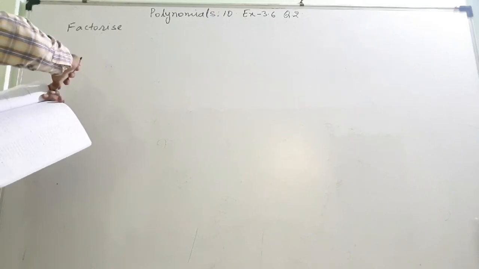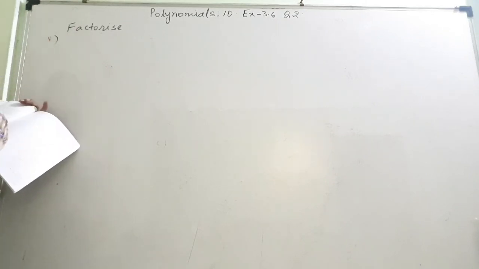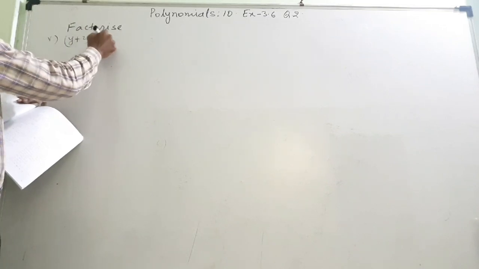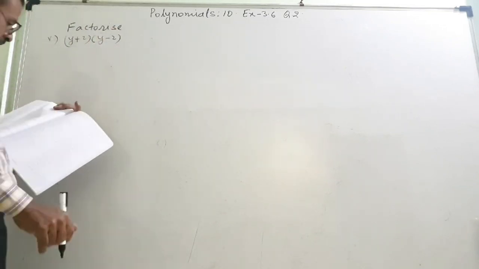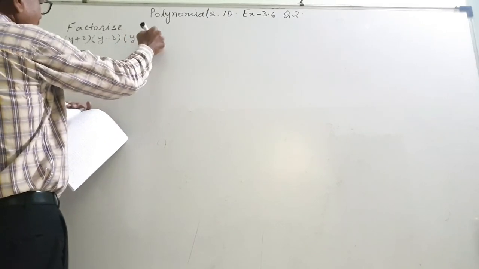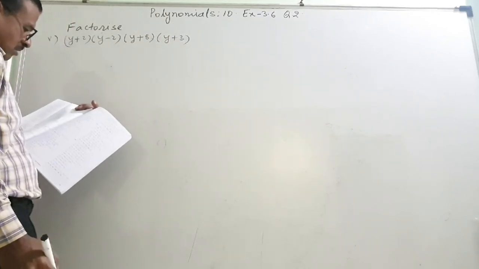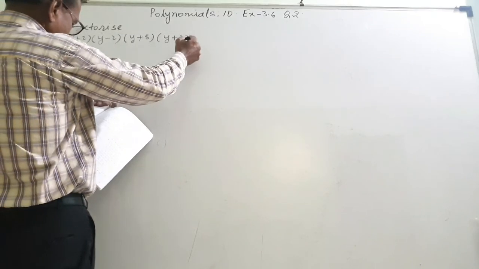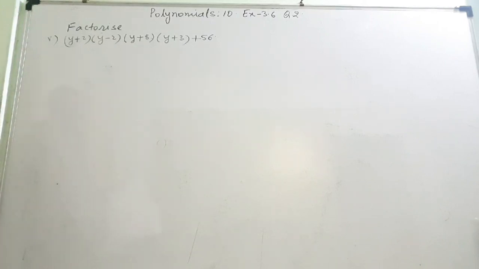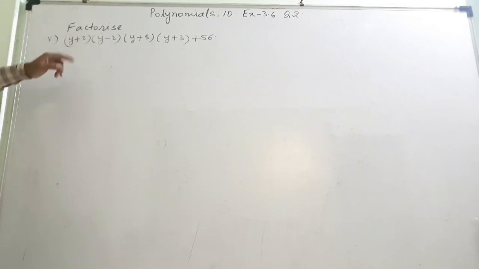Now I will change the type. Fifth sum, that is a different type. Y plus 2 into another bracket y minus 2. Then y plus 8 into y plus 3. And last is plus 56. This is the difference. I have to convert into what I have done till now.